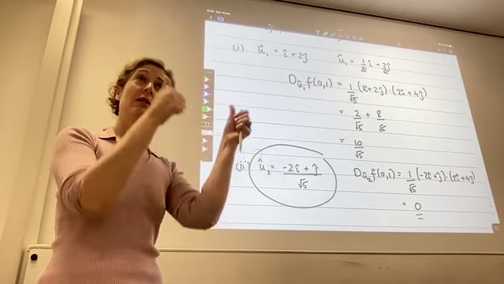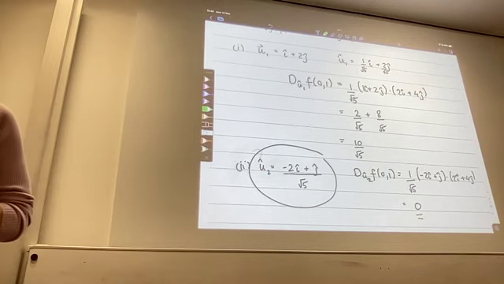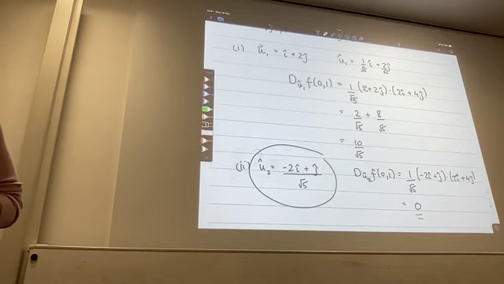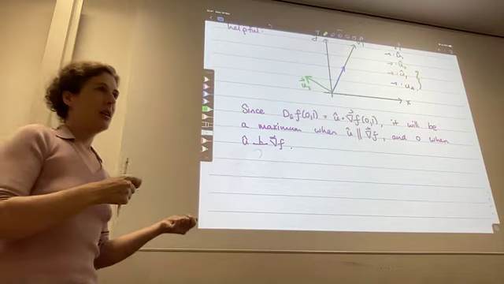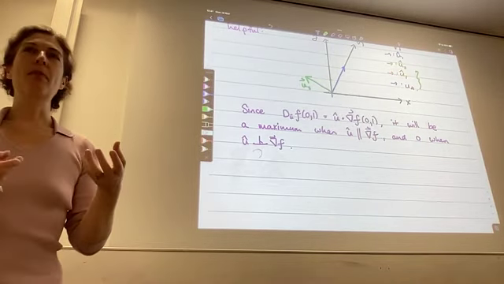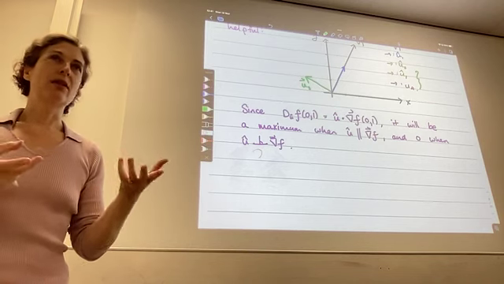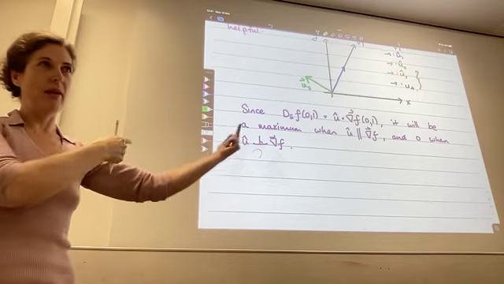Am I in the same direction? Yay. Am I not? Boo. Okay. Did that help a little bit? Okay. So now, if you're asked in a test or exam, by how much will my function change if I move in this direction, you know how to do it.